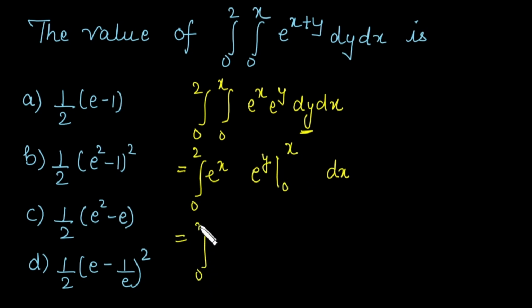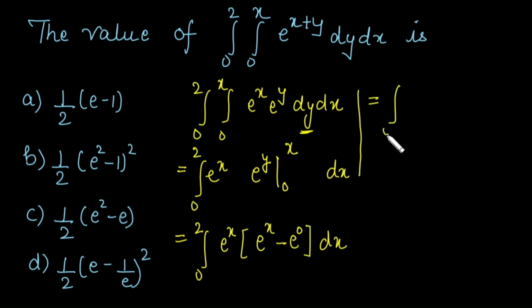This is 0 to 2 e raised to power x. Upper limit is e raised to power x minus lower limit e raised to power 0. This is equal to integration from 0 to 2 e raised to power x into e raised to power x. It is e raised to power 2x, because base is same, powers are added, minus e raised to power 0 is 1. So multiply by e raised to power x, that is e raised to power x. Integrate with respect to x. This is equal to. Now take its integration with respect to x.